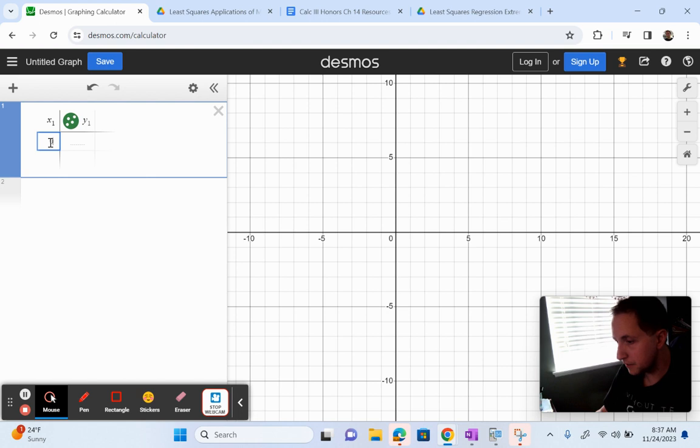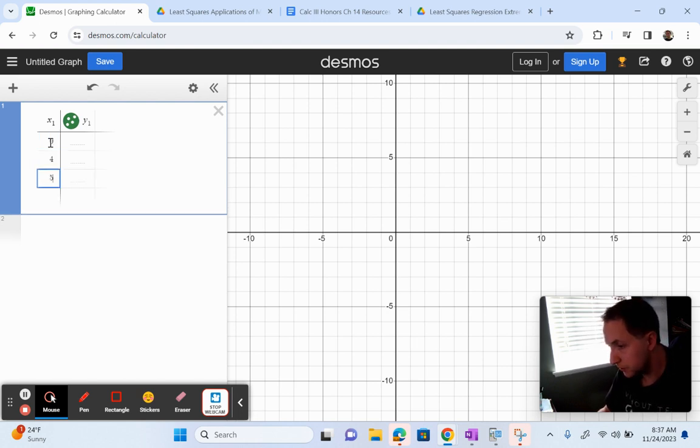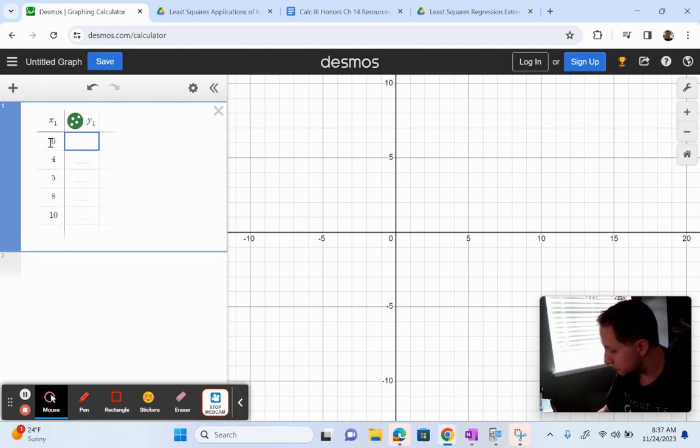Just going to put the data in as I did before. It's probably a lot easier on Desmos and a lot quicker. Hit the right arrow to get to the Y column and put your Y data in. 6, 3, 0, -4, and -5. Okay. So now I'm going to hit the row 2.